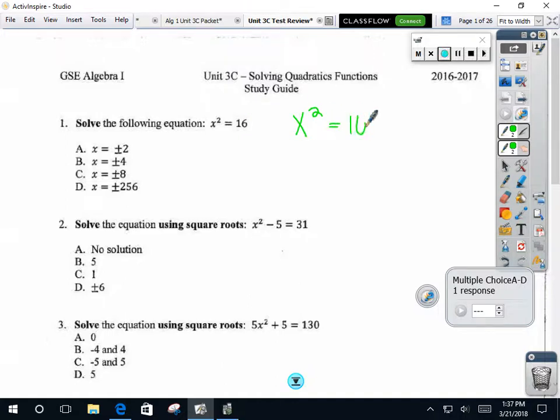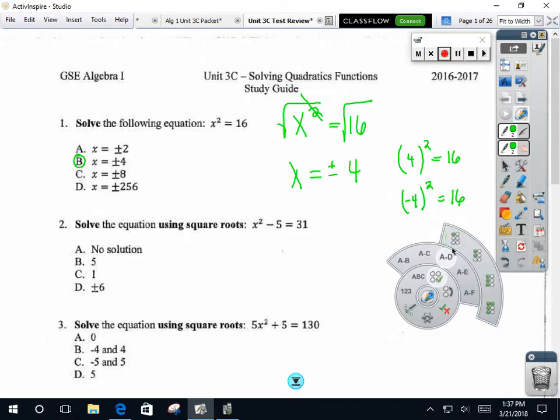We're trying to get x by itself. To get rid of the squared, you simply square root. They're inverse operations. If you square root one side, you square root the other side. The square root of 16 is 4. Anytime you square root something when solving for x, you put plus or minus. Remember, the reasoning for that is because 4 squared equals 16, but so does negative 4 squared, because the negative times the negative will also be a positive 16. So B is correct. Now submit your answer for number 2.